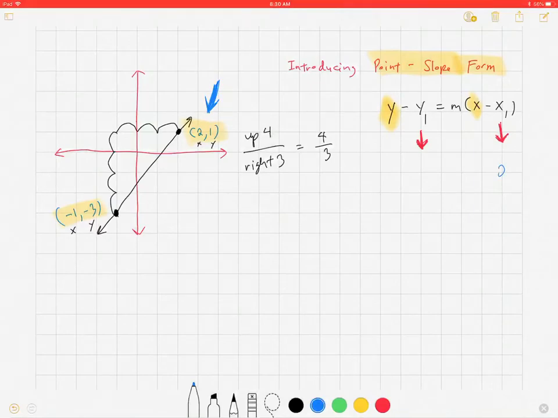So the 2 is the x1 value. The 1 is the y1 value. So that's where you throw in the 2 and the 1. Everything else you leave alone. The m, we just calculated it. That's 4/3. And there you go.